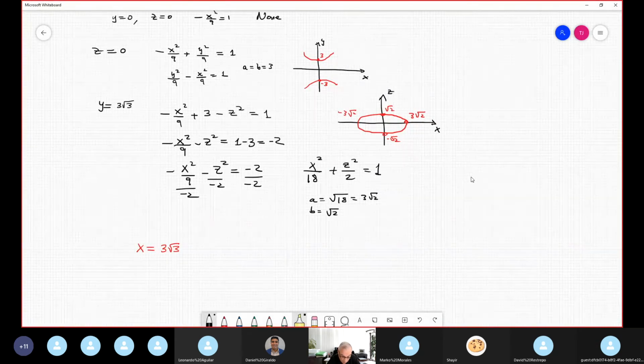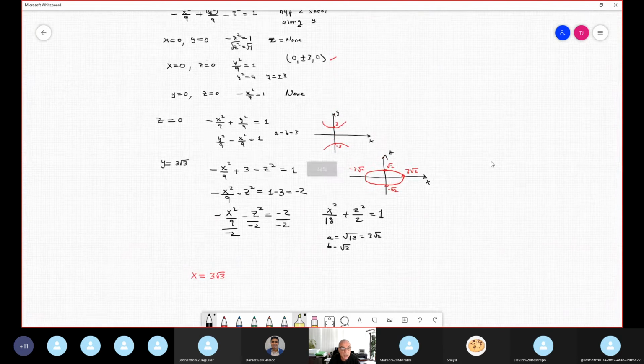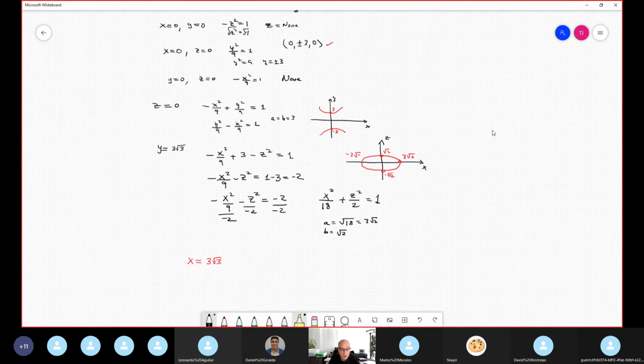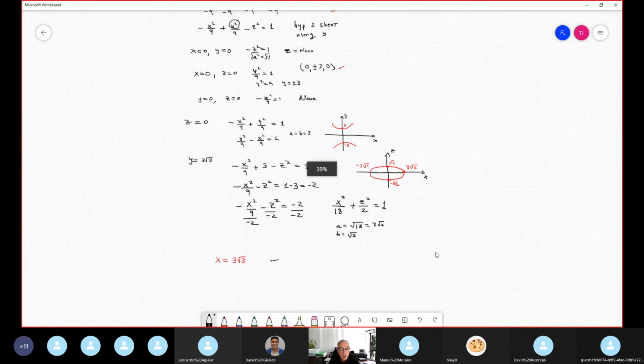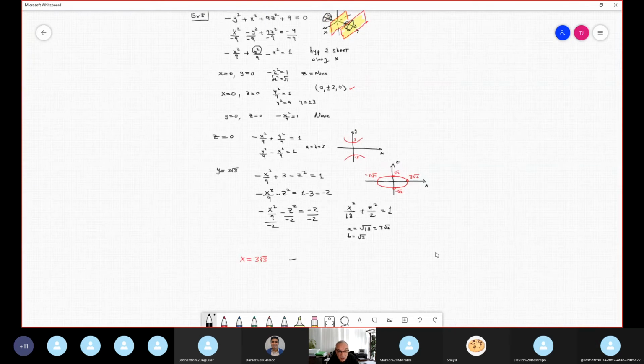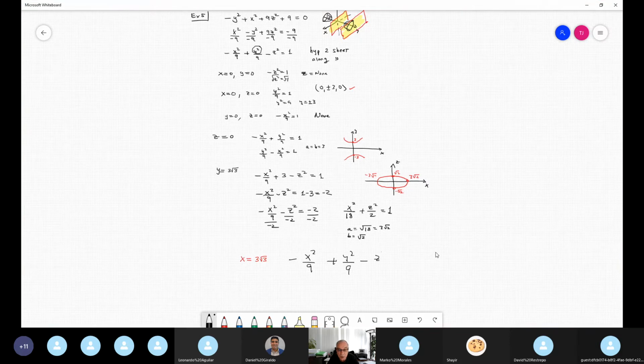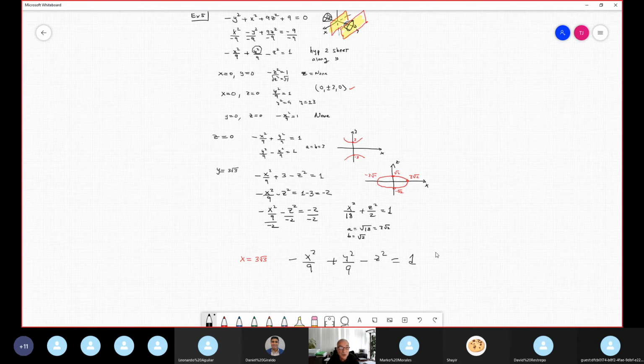So similarly, I am doing fast, guys. Plugging in x in the original equation. The original equation is this. Oh, well, let me see again. Let me copy again the original equation. The original equation, I forgot, is minus x squared over 9 plus y squared over 9 minus c squared over 1 equal 1. This is my original equation. This one, I copy that.